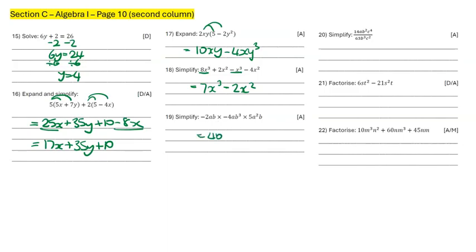I then deal with the letters in alphabetical order. So I've got a times a squared. So that's 4 a's in total. So that's going to become a to the power of 4. I then deal with the b's. I've got b times 3b's times 1b. That's 5b's in total. That's going to be b to the power of 5.